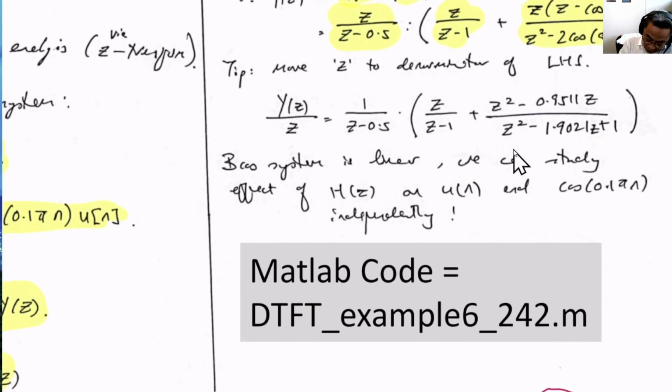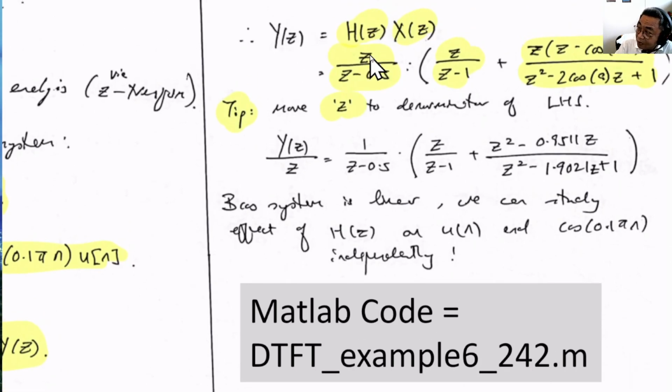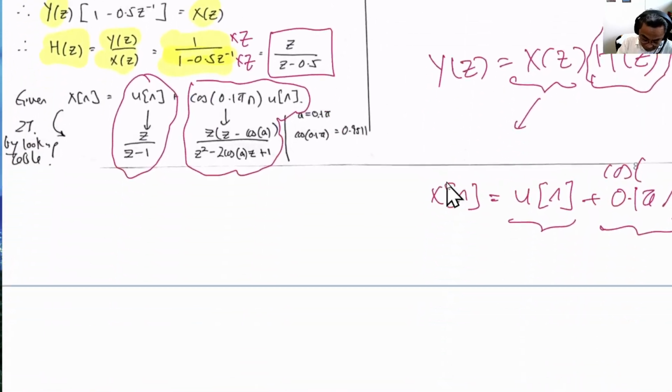Alright, but before that, there's a tip. Please move one of the z, and typically we get the H(z) as a z on top. We move it onto the left hand side, and your H(z) becomes H(z) divided by z. And the reason is that later on this z will move to the right hand side to find the inverse Z-transform. That's all.